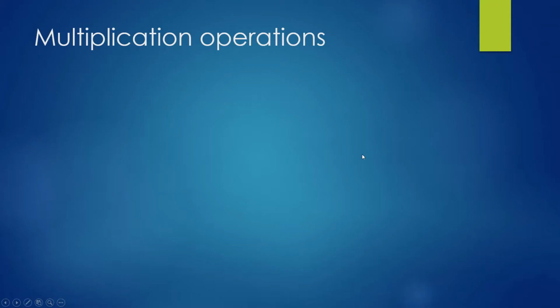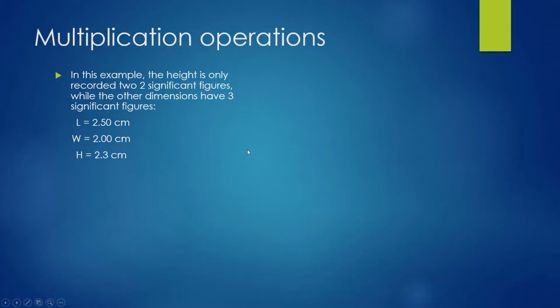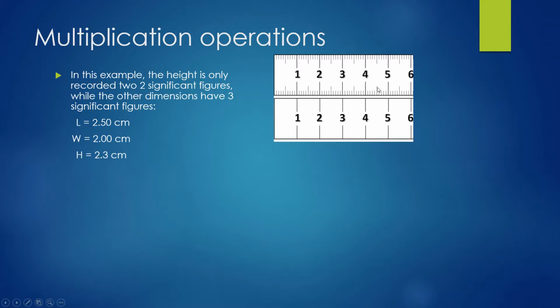Let's look at another example. In this particular example, the height was only recorded to 2 significant figures, while the other 2 dimensions have been recorded to 3 significant figures. This could be perhaps that the person who measured the height might have used a ruler like this that doesn't have as much resolution. You cannot be as precise with this ruler as you could with this. That might be the reason, or perhaps they just got lazy.